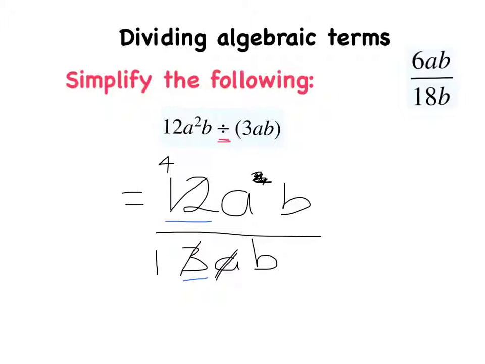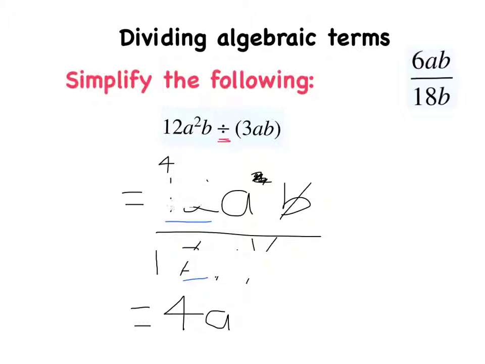Now b, I've got a b on the top and a b on the bottom. B divided by b cancels each other out. So what am I left with? I'm left with 4a on 1. That just becomes 4a. I've got rid of the b. It's just 4a on 1, which becomes 4a. It's as simple as that, guys.